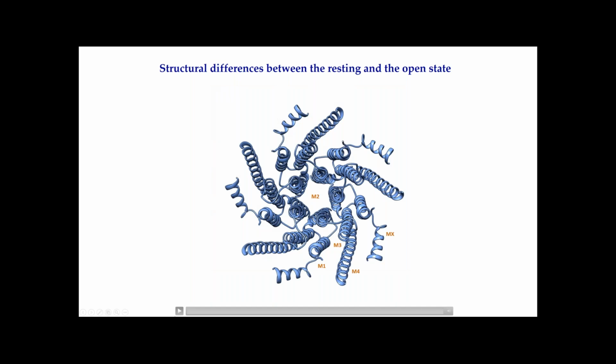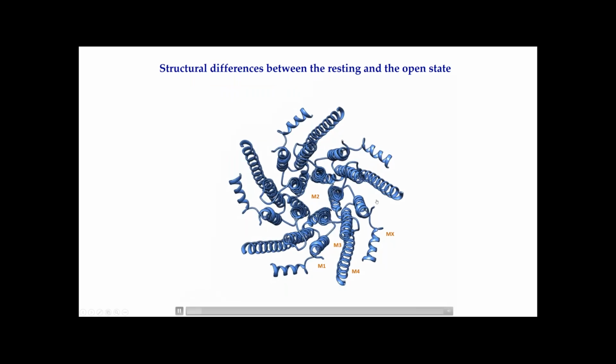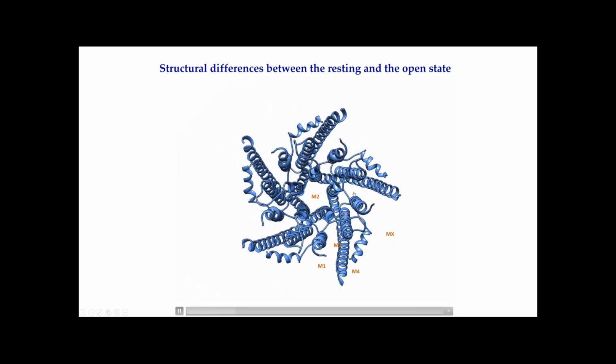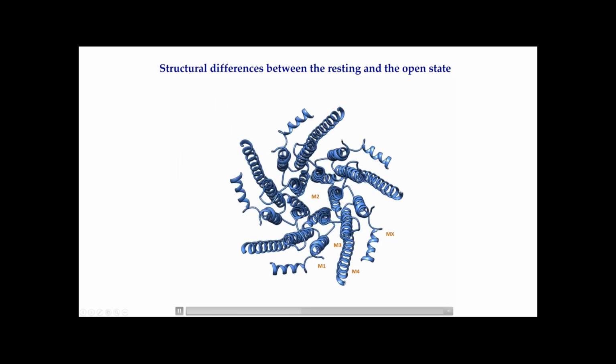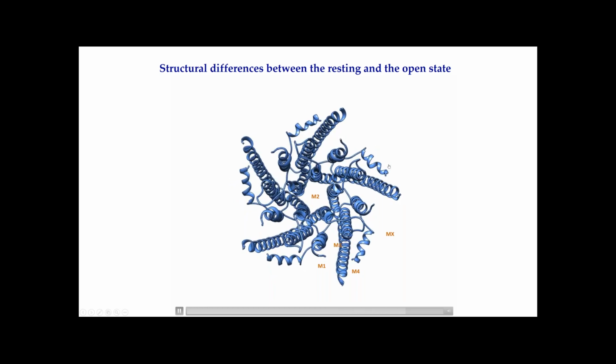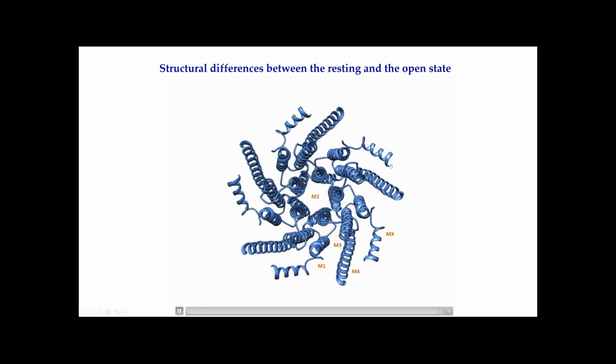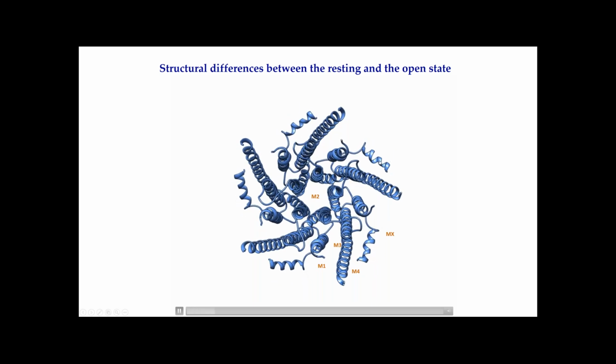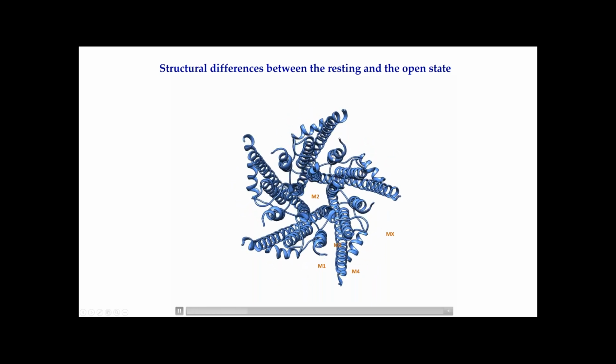So here is a movie that is a morph of the APO to state 2 conformation to highlight what's happening at the level of the pore. The channel opens in an iris-like fashion. It leads to this extension of this MX helix away from the pore axis. And you can see this widening of the channel cavities as well.